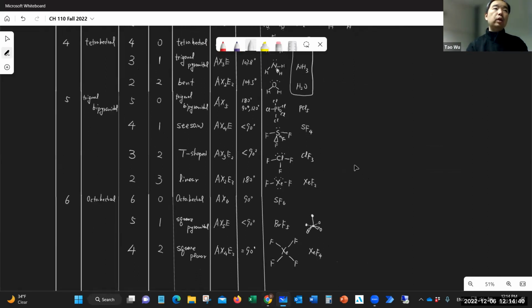Then let's talk about how we use this table. I'm just writing the table for you, but if I give you a formula, how do you determine the geometry? For example, think about any compound, one of the chemicals, and then we can determine the geometry of this molecule. Anything?